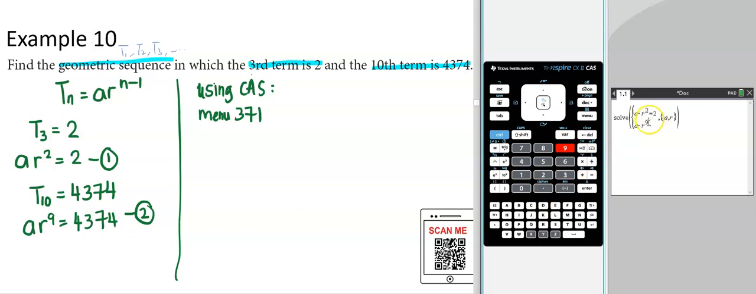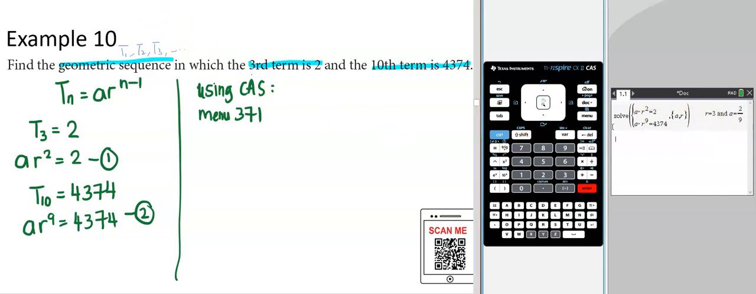Then you bring the cursor down a bit lower, over here, where we have the red color. Type equals 4,374. Anything left? No. If nothing, you just click enter. The answer straight away shows you that your R is equal to 3.